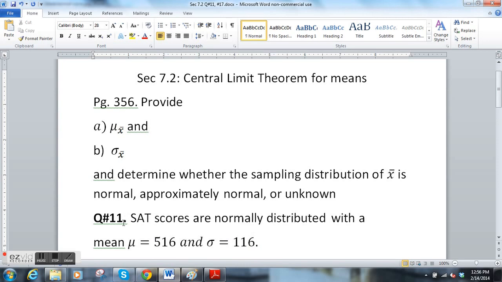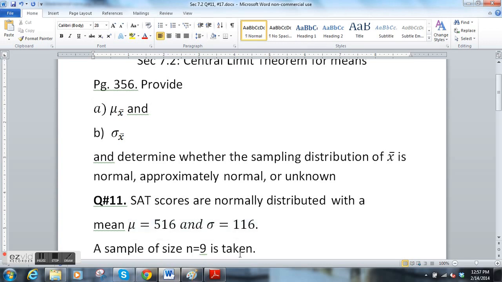And this is question 11. SAT scores are normally distributed with a mean of 516. It's probably like the math scores, maybe, or something. Anyway, not the total score, I'm guessing. Mean of 516 and a standard deviation of 116. We're taking a sample of size 9.